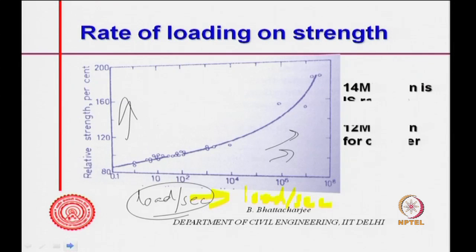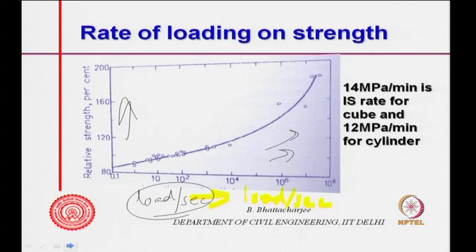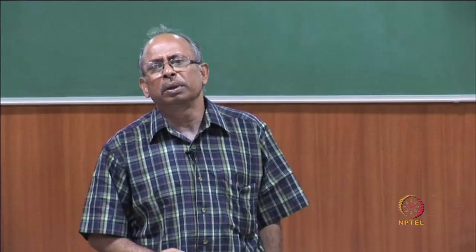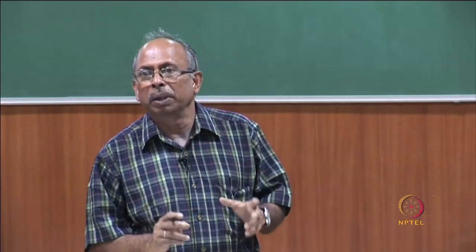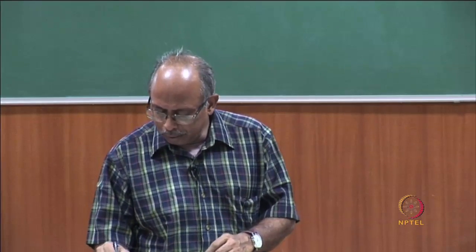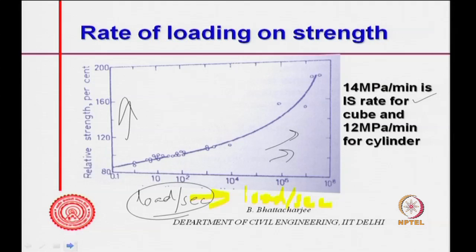So, what have the codes done? The Indian code uses 14 MPa per minute as the rate for cubes and 12 MPa per minute for cylinders. By and large, similar rates are used worldwide. A rate of 14 MPa per minute is used, and this is very important in quality control, because the machine must have the capability to control this, and quite often one has to check this in case of acceptance of concrete, etc.